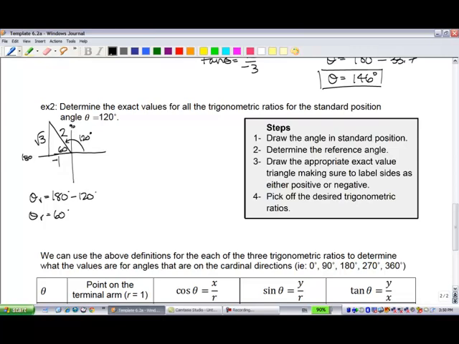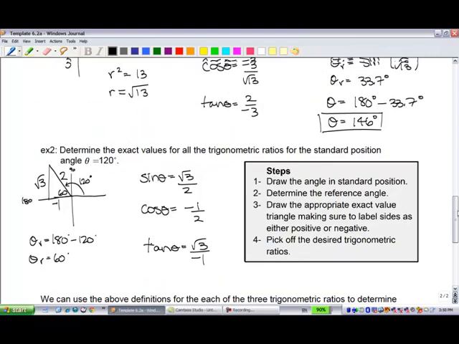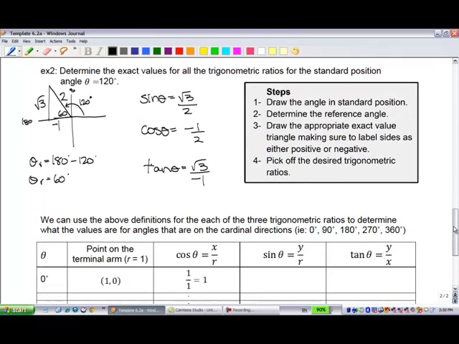So pretty straightforward. Now we can just pick off the ratios. Sine of that angle, which in this case was 120 degrees, is opposite over hypotenuse. So it's positive, great. Cos theta is negative 1 over 2. And tan theta is opposite over adjacent. So root 3 over negative 1, or if you want to call it negative root 3, that's fine. So there we go. Two kinds of question types, either exact value or point.